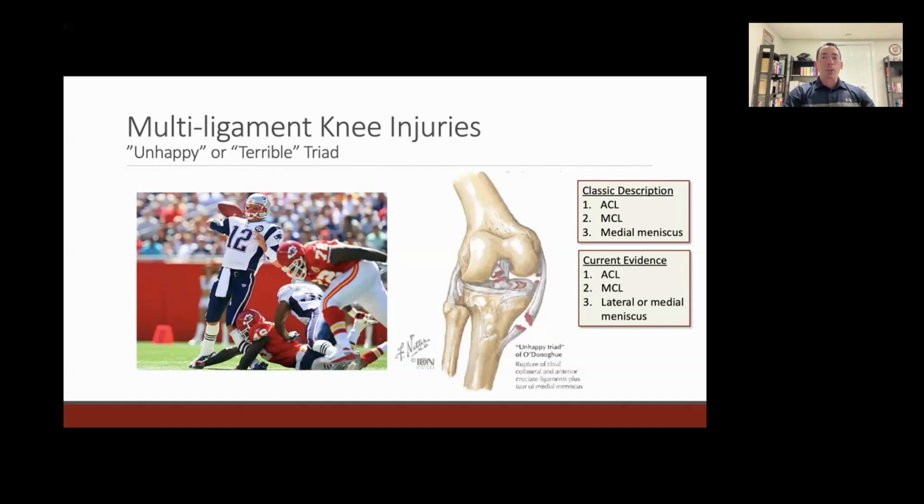The injury is often the result of a direct blow to the lateral or anterolateral leg or knee, with the knee in nearly full extension. That's what we see in the photo of Tom Brady when he was playing on this slide. So current evidence expands this injury pattern, like I said, to other tear patterns.